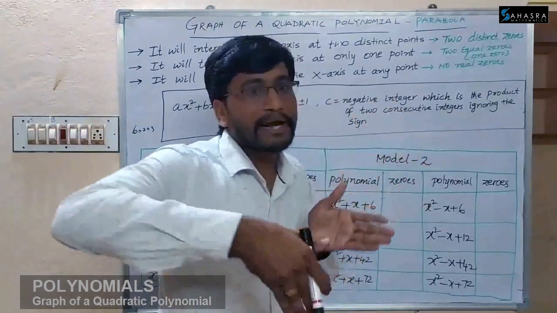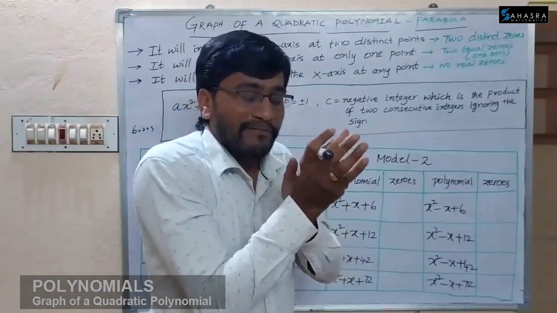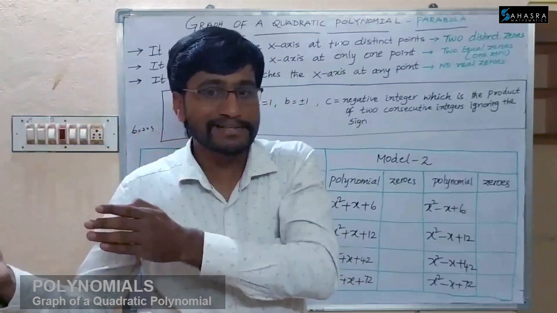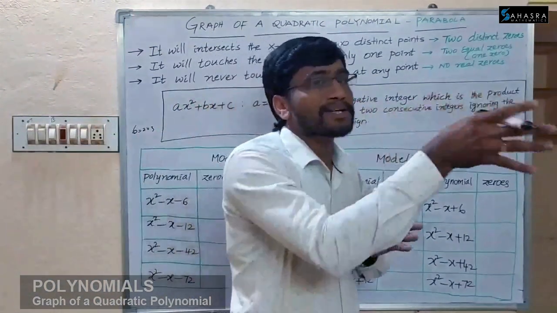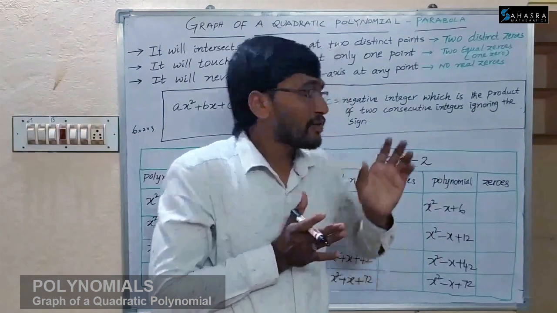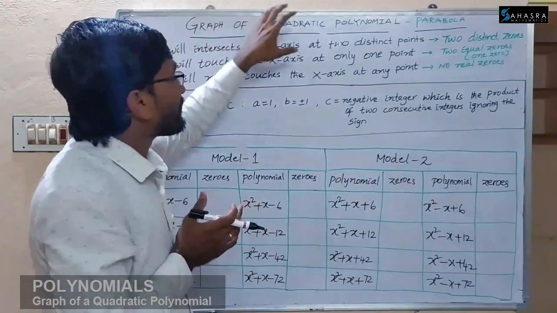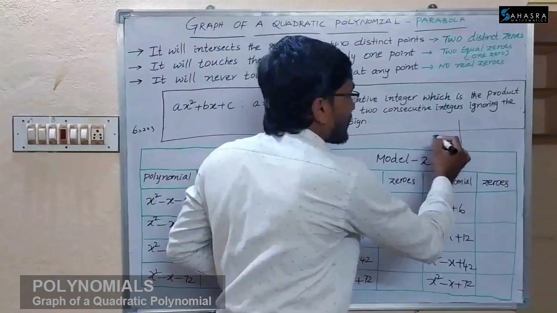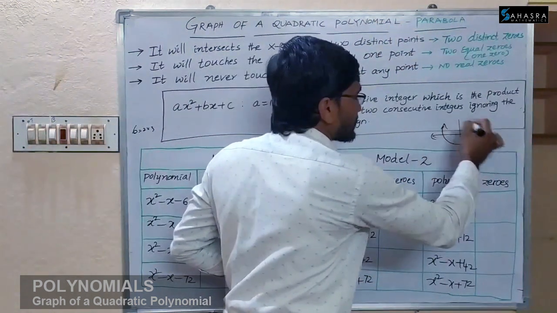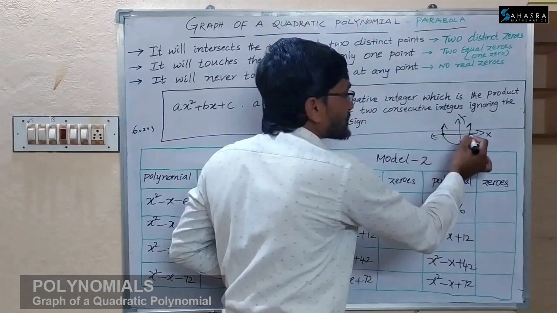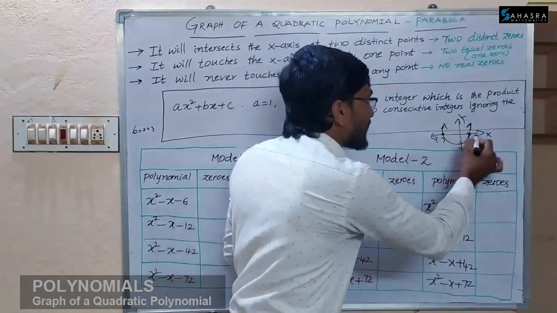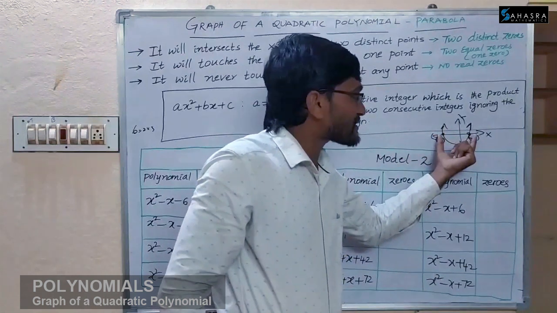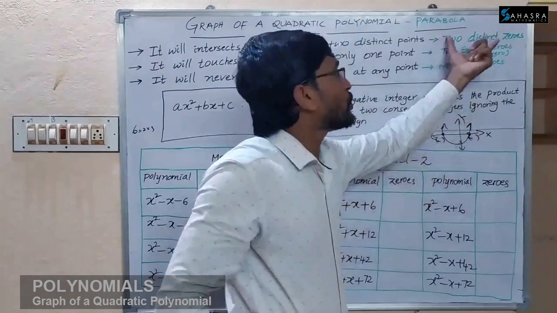If we draw the graph of a quadratic polynomial, where the graph touches the x-axis, those points' x-coordinates are called the zeros of the polynomial. So see here, first one: when we draw the graph of a quadratic polynomial, it will intersect the x-axis at two distinct points. This is the x-axis and y-axis. These points' x-coordinates are called the zeros.